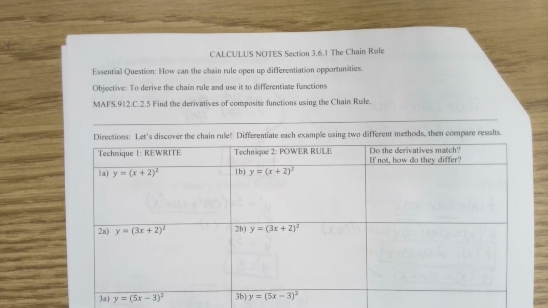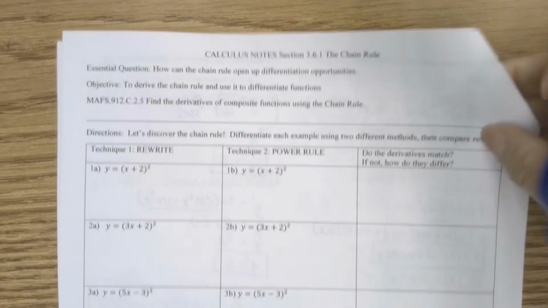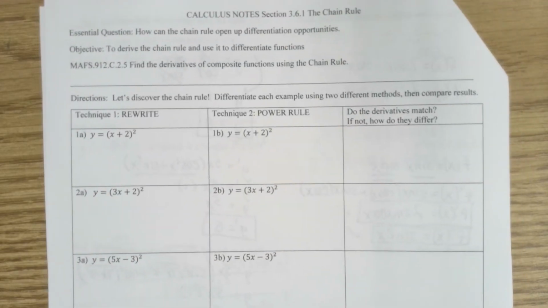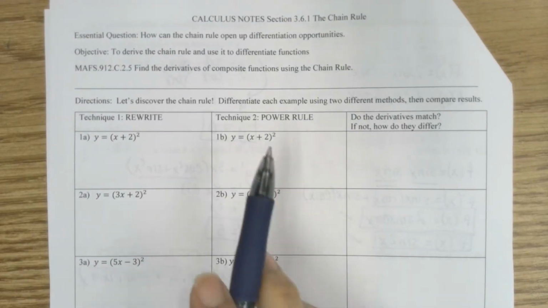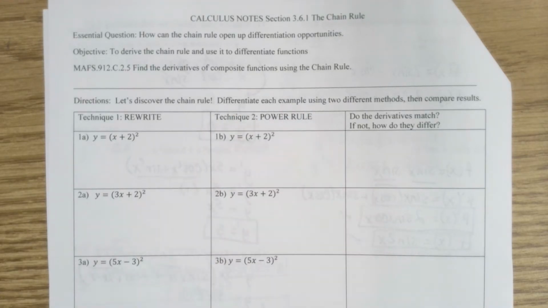Welcome. We are learning the chain rule today. So this is chapter 3.6 in our AP textbook. If you are following along in our notes packet, we are on page 4 of our notes packet. And our goal today is to derive the chain rule and use it to differentiate functions.